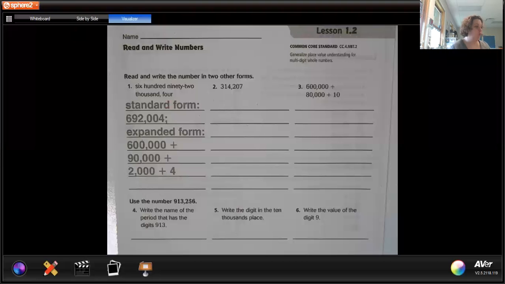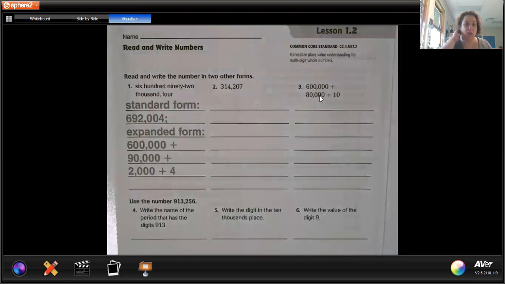All right, so here is the workbook page for lesson 1.2. And I'm going to go through how to do it. It says you're going to write the number in two other forms. So there are three different forms that we use for the numbers. There is the number itself like this, it's called standard form. Then there is the word form, which is this one. And then there is expanded form, which is this one.